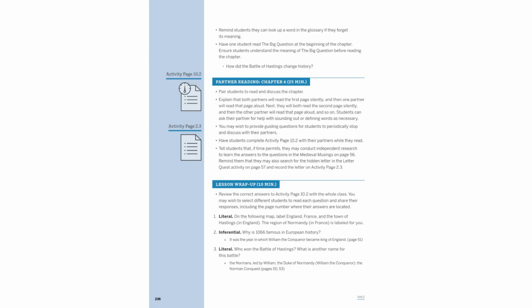Students should pair up to read Chapter 6, discussing the text and using the glossary for unfamiliar words. They will alternate reading pages aloud and silently, helping each other with pronunciation and definitions. Guiding questions will aid their discussion, and they should complete activity page 10.2 together. If time allows, they can explore medieval musings and the letter quest activity.